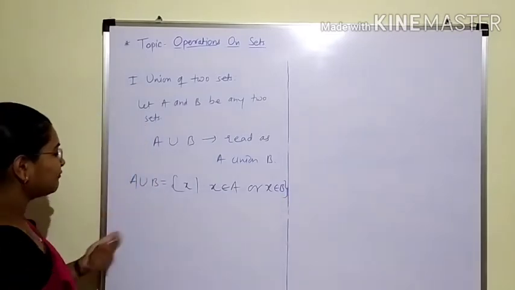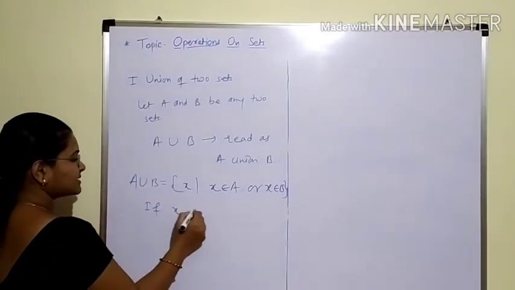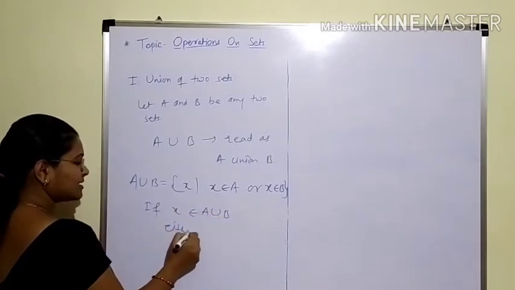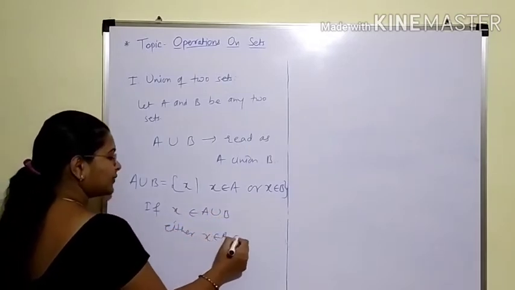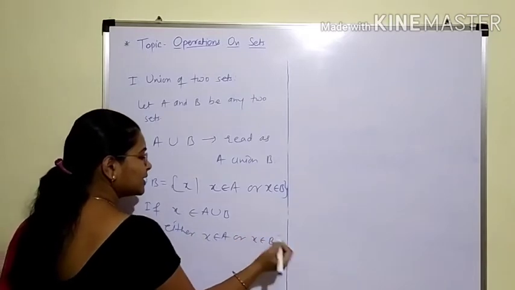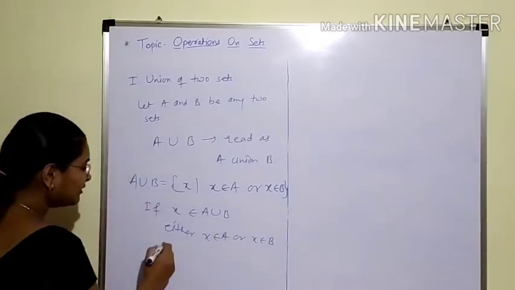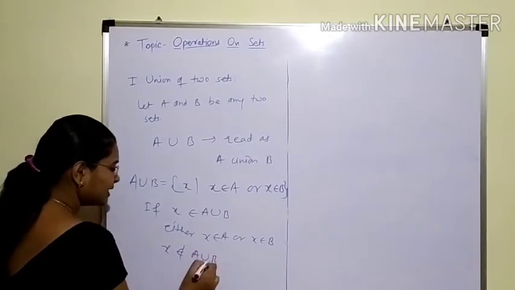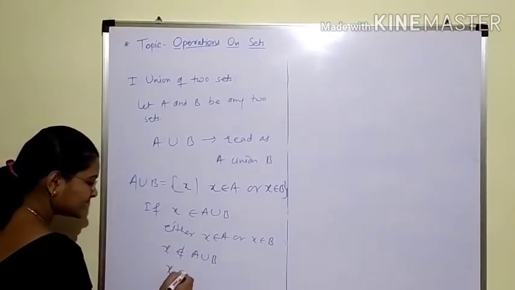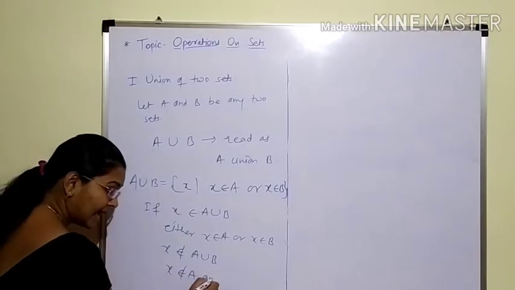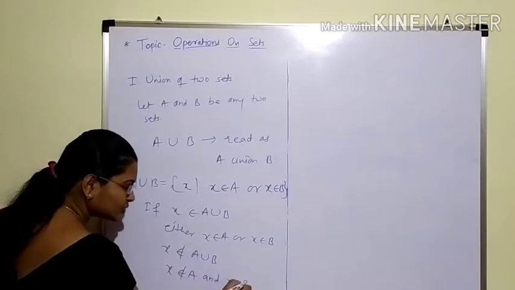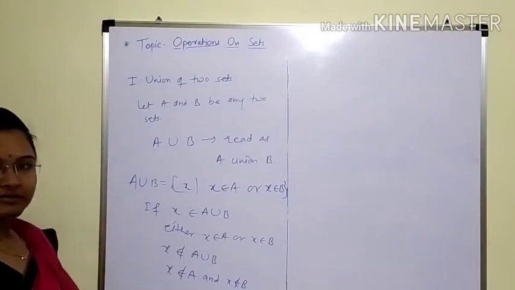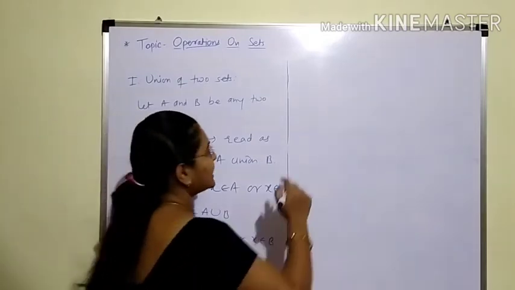Means if X belongs to A union B, then either X belongs to A or X belongs to B. But if X is not there in A union B, then X does not belong to A and X does not belong to B. Understood? Now if I draw the Venn diagram, then you will get the idea.